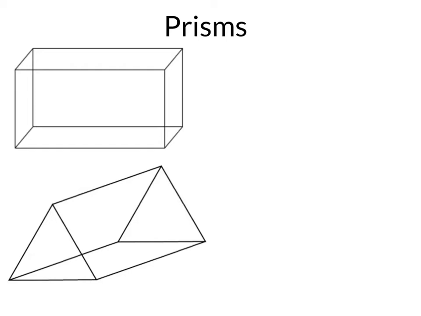If you're looking at a rectangular prism, which is what we have up here, I've got a bunch of rectangles or potentially squares, depending on what I'm dealing with. If I look down here, I've got what's called a triangular prism because my two bases are triangles. So I've got two triangles and I've got three rectangles.